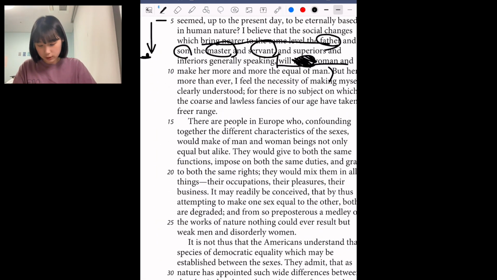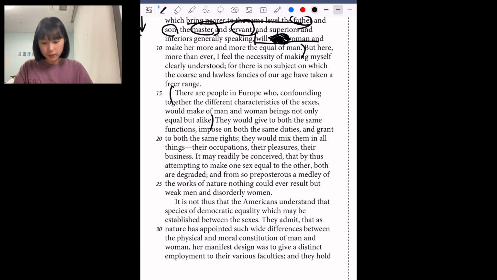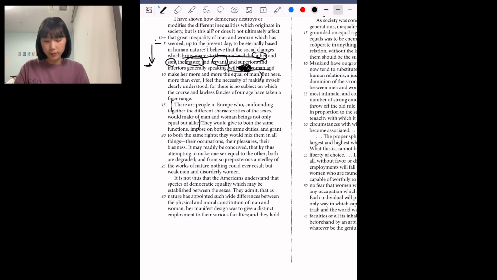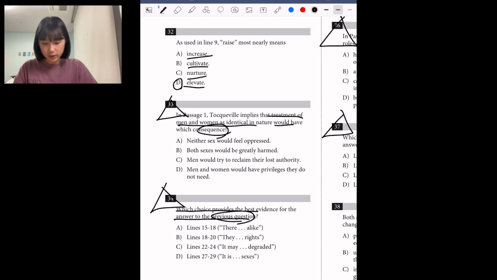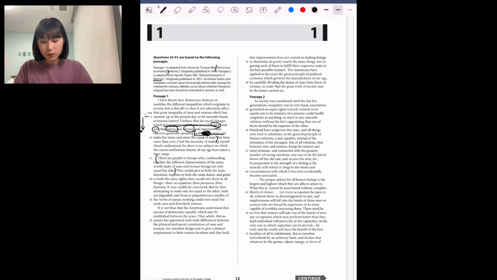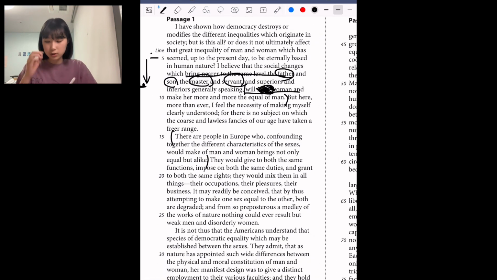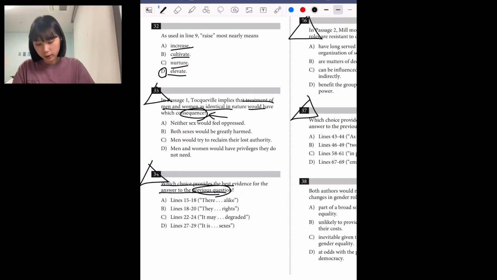That's 15 to 18. But here I would say that this is kind of like a trap, because a lot of people may choose this choice because it's clearly saying that people confound together the different characteristics of the sexes, which make man and woman beings not only equal but alike. But here it's directly asking for the consequence. Although this states that people do confound the two sexes and associate them in nature, it's not saying the exact consequences. So this is a trick. It does allude to the question itself, but it doesn't give us a direct answer to what it's actually asking for. So we're gonna cross that out for now.